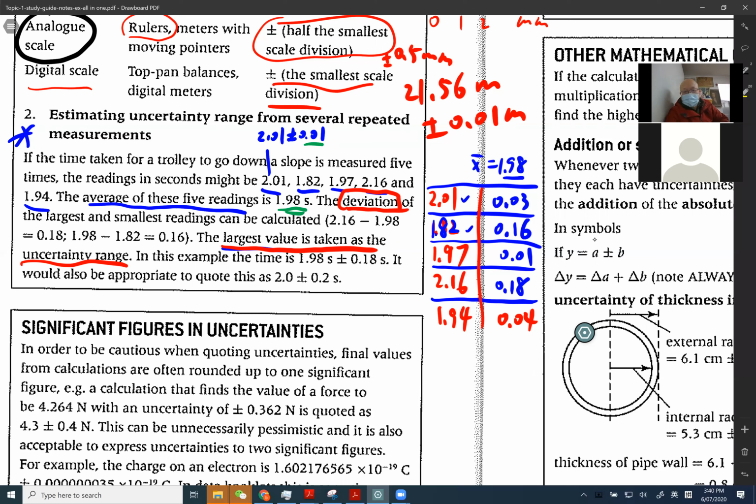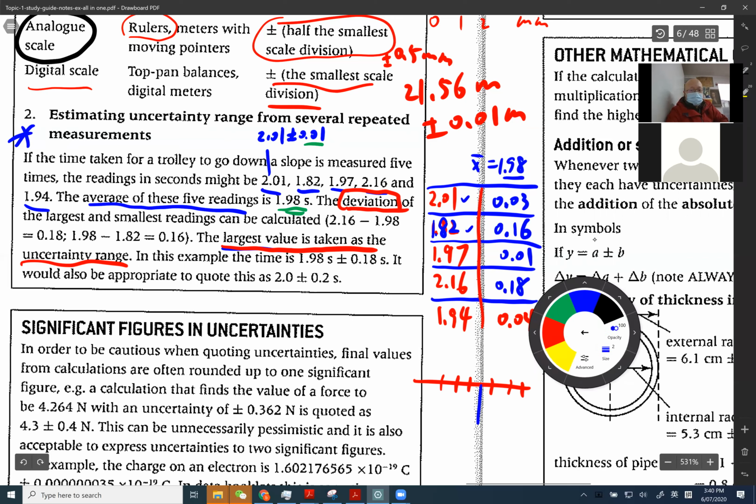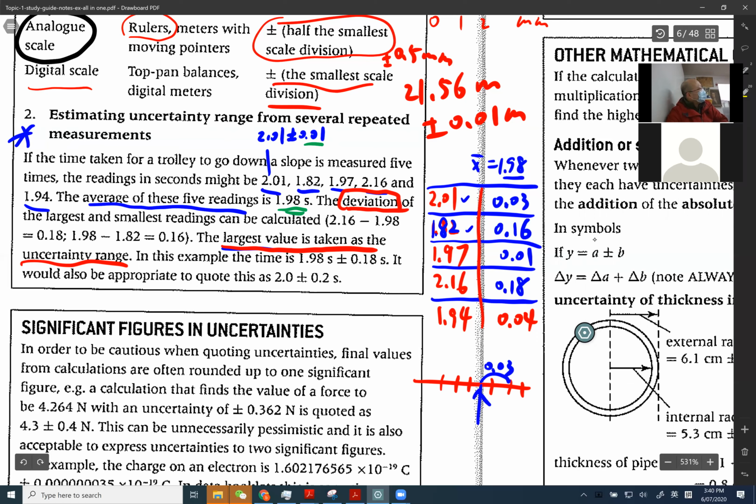For example, the largest one is 2.01 minus 1.98? The difference between the average and the reading. Right, you got several readings, and you calculate the average. This is the average, right? This separation is 0.03. You always minus the average. This part is called the deviation. Deviation is just the value, 偏差, away from the mean.